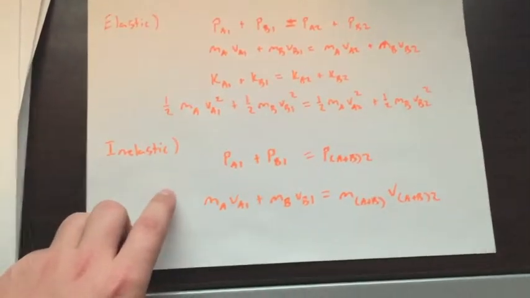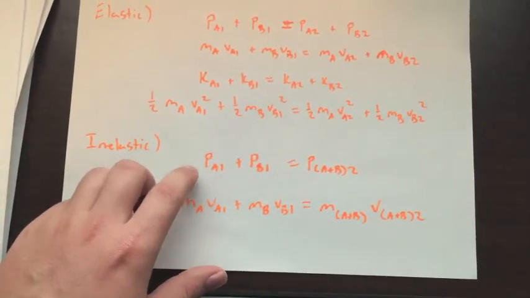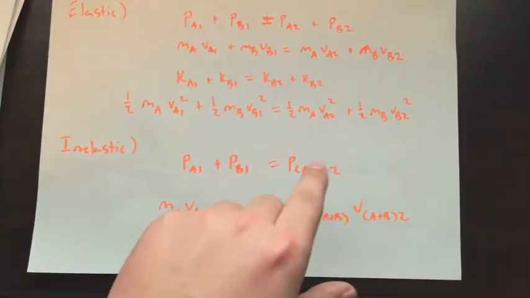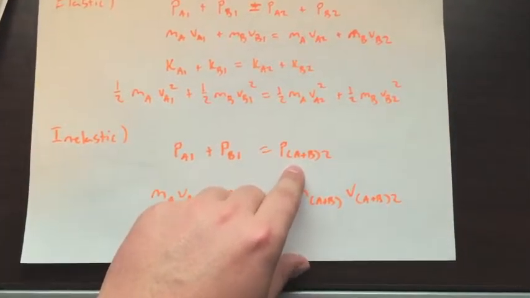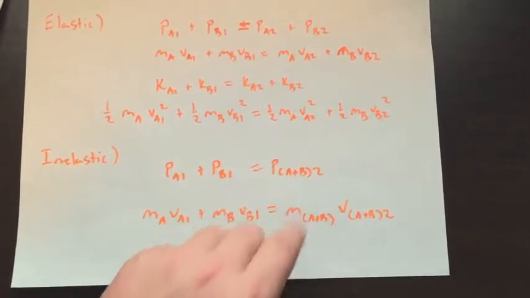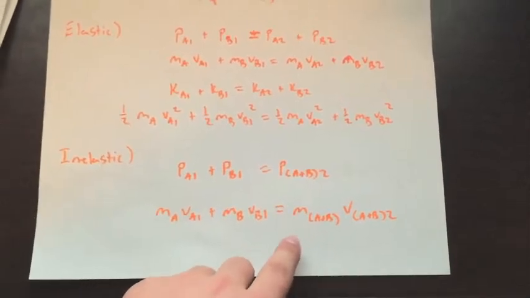In an inelastic collision, momentum is also conserved, which is shown here. But in an inelastic collision, the objects will stick together, so the final momentum will be of object A plus B, which will break down further into mass times velocity of each of them.